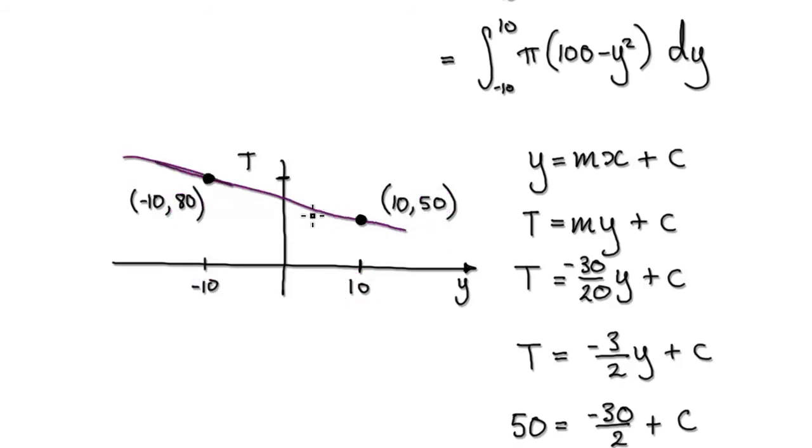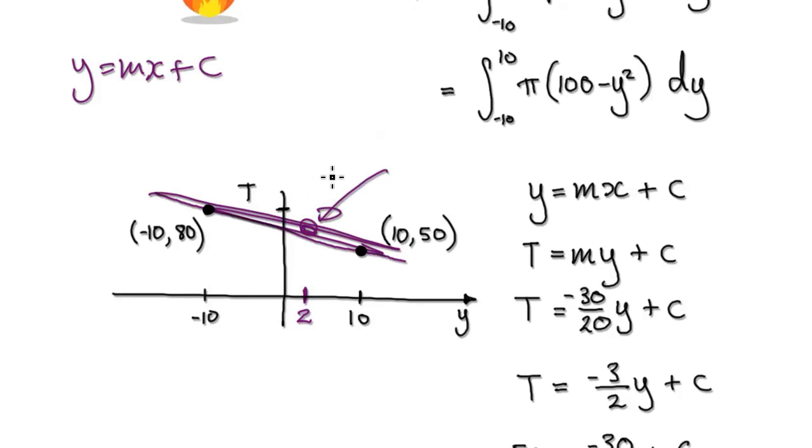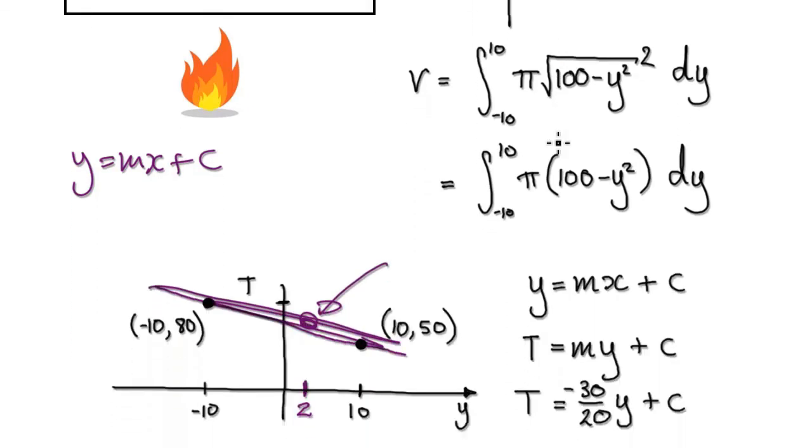Well, this is a straight line. Any straight line will be y equals mx plus c. If we can come up with the equation of this line, then we know the temperature at any given y. Suppose y is 2 here, then you have the ability to work out the temperature when y is 2.